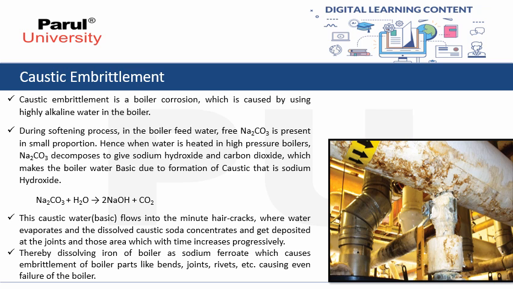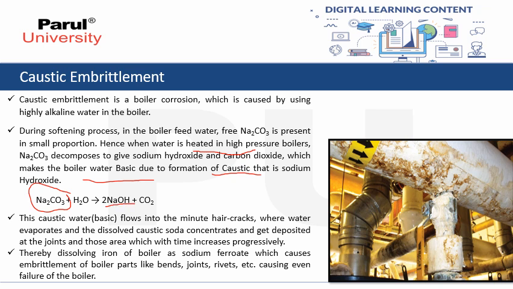Caustic embrittlement. Caustic embrittlement is a boiler corrosion which is caused by using highly alkaline water in the boiler. During the softening process in the boiler feed water, free Na2CO3 is present in small proportions. Hence, when water is heated in a high pressure boiler, sodium carbonate decomposes to give sodium hydroxide and carbon dioxide, which makes the boiler water basic due to the formation of caustic, which is sodium hydroxide. So, when sodium carbonate is added in water, it will react with water to form sodium hydroxide.